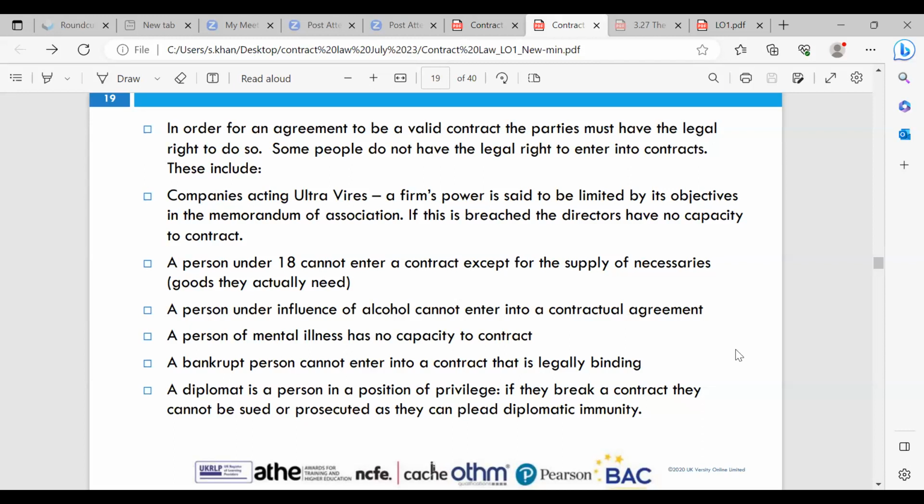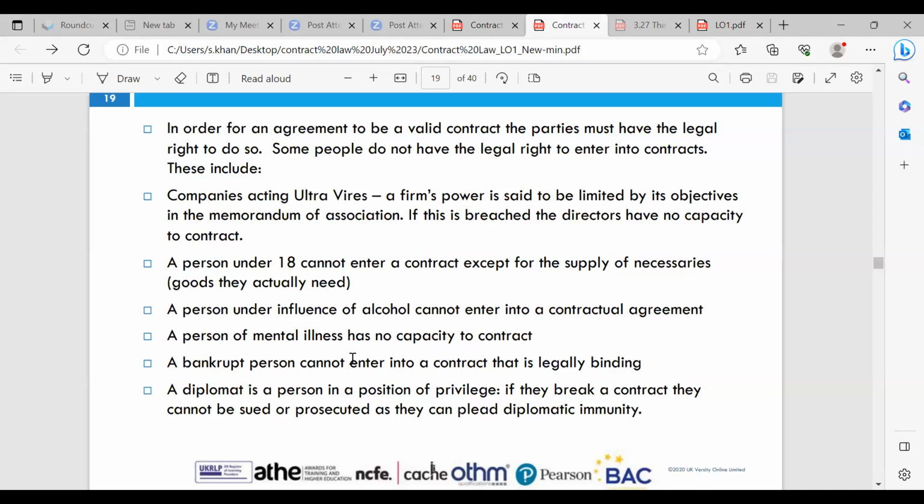any sort of business. And then a person under 18 cannot enter into a contract except for the supply of necessaries, goods they actually need. And then also in regards to a person under the influence of alcohol cannot enter into a contractual agreement because they are under the influence and they're not in their right frame of mind. A person of mental illness has no capacity to a contract.